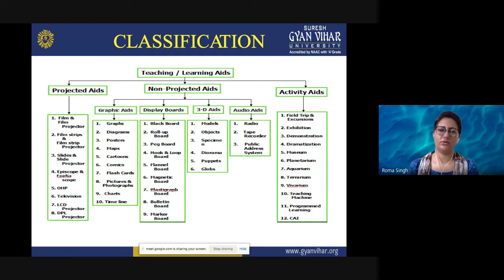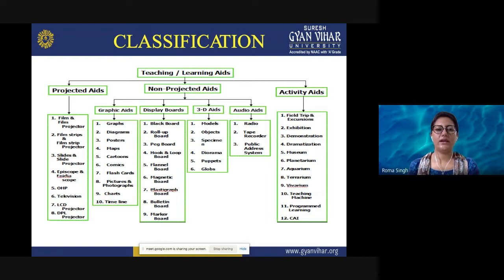Then the display boards also act as a teaching aid for our subjects, like the blackboard, which is a common thing and an important part of the teacher's tools. Then the roller boards, pegboard, hook and loop board. There are different kinds of boards that can be used. Flannel board, which can be prepared with the use of flannel material. Then there's magnetic board. Then there's plastic board, bulletin board, or the marker boards. So there can be a number of boards which can be utilized as teaching aids.